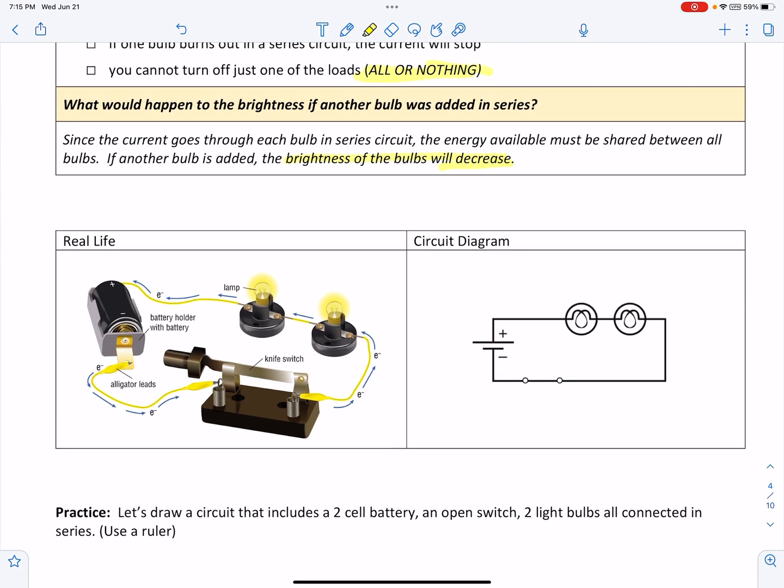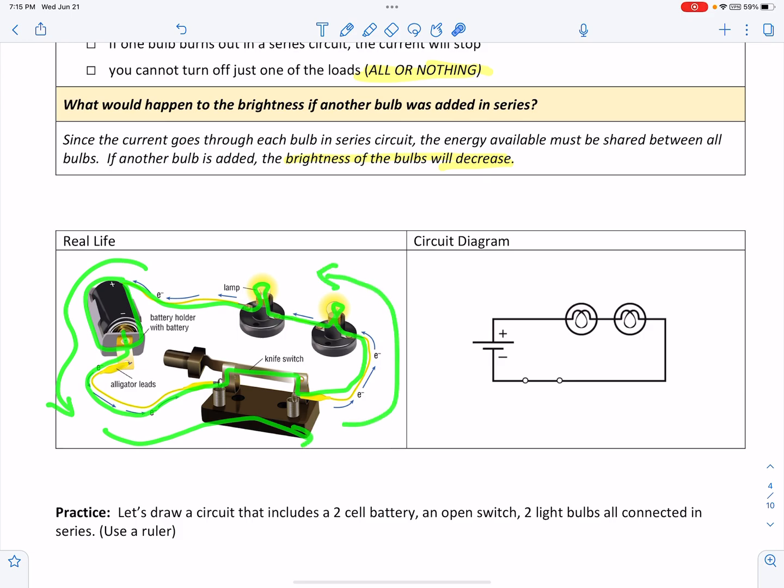Here's a real example of an electric circuit. We have a battery. Here's the negative terminal, and electrons are flowing through the switch, and then power the light bulb, and power the second light bulb, and return to the battery in a continuous loop around this single path.